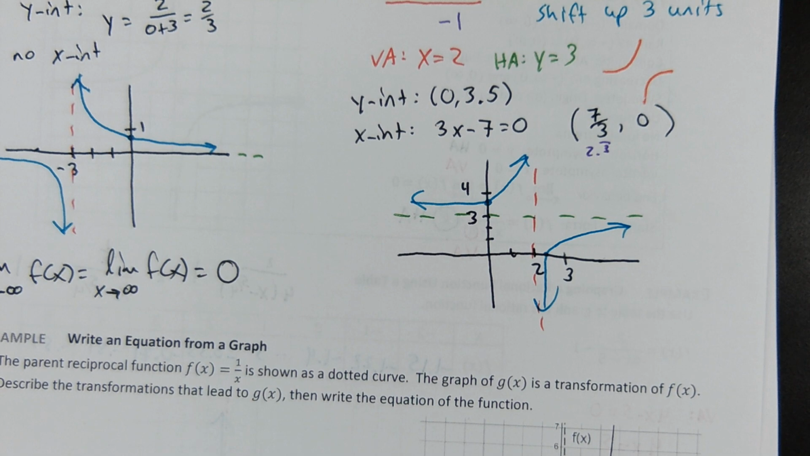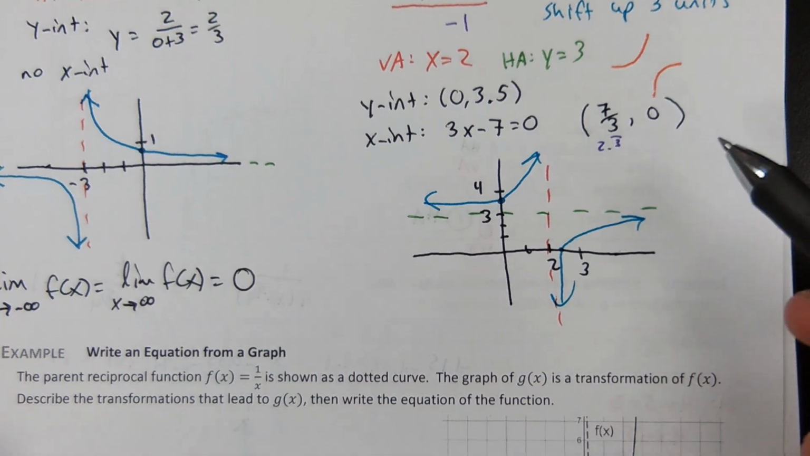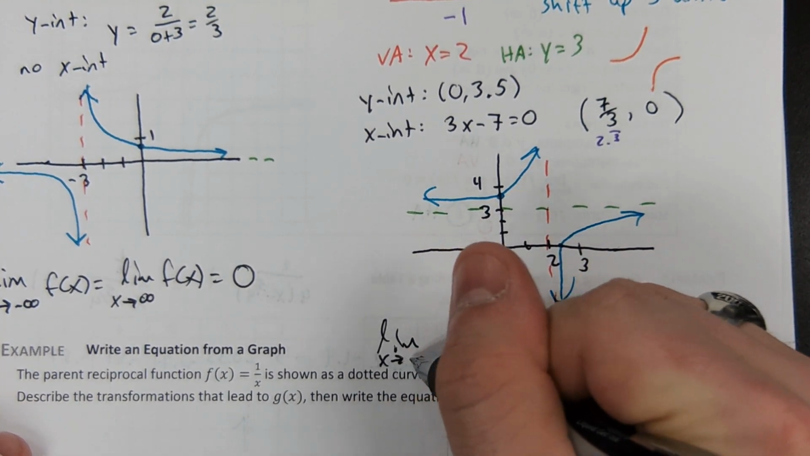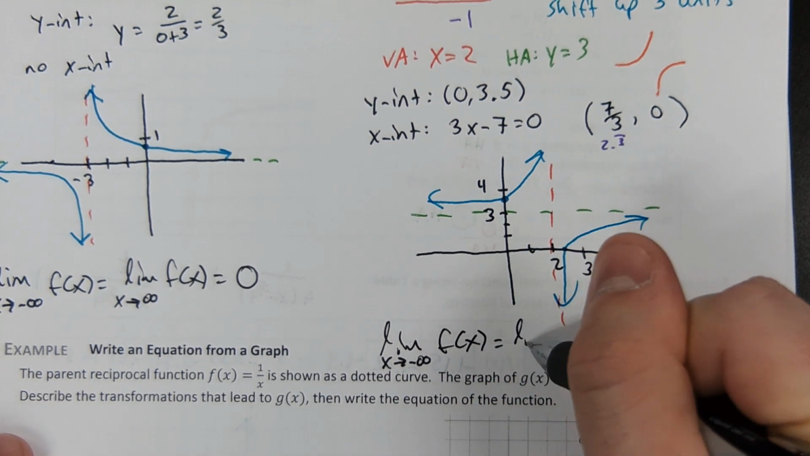The graphs don't need to be pretty. When you're doing your homework, just make sure you hit the x and y intercept and you have the asymptotes correct, and I'm happy. Oh, in end behavior, they both approach y equals 3. We're going to do this next question, and we'll call it a day.